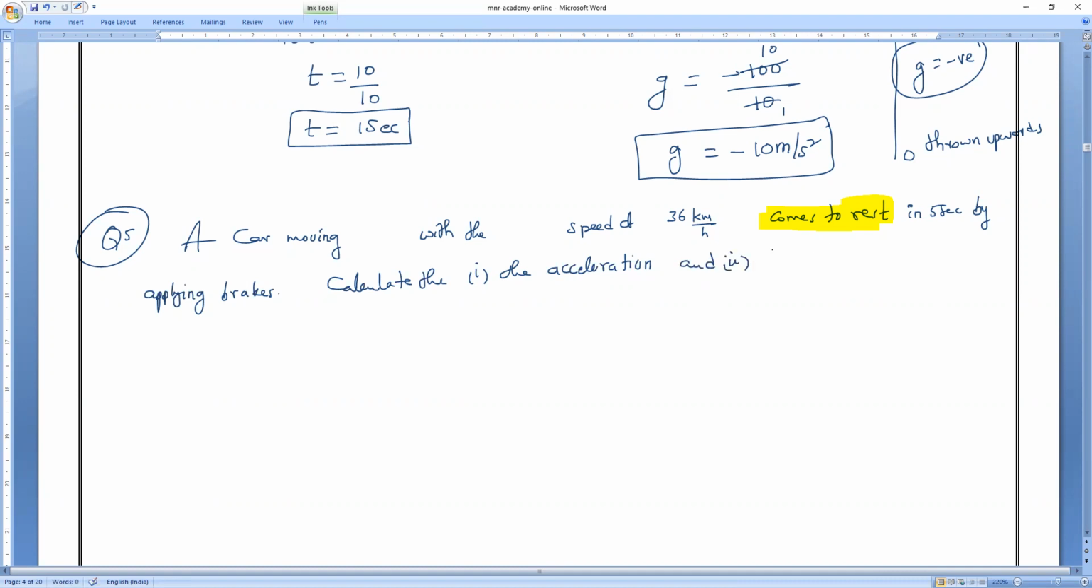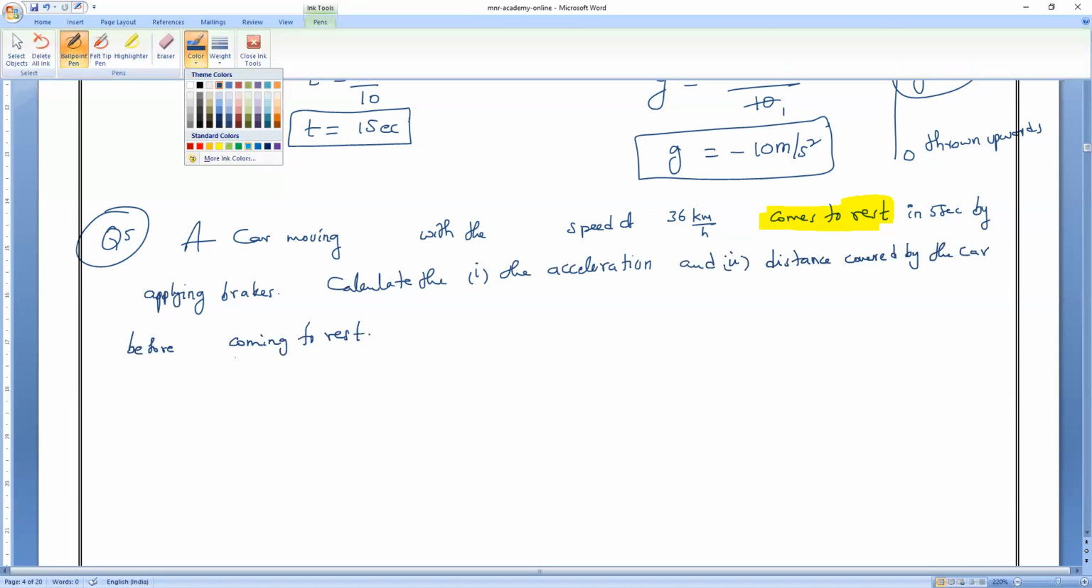The acceleration, and two, the distance covered by the car before coming to rest. So first, write the given data. What is the given data? All of you can see that.